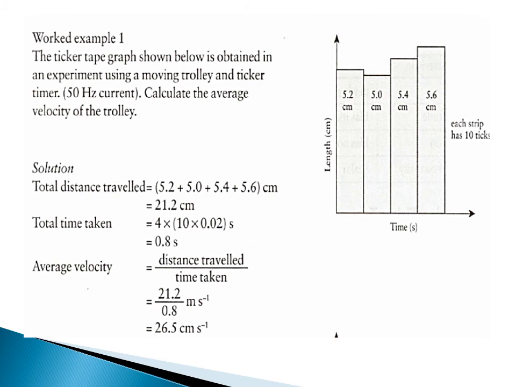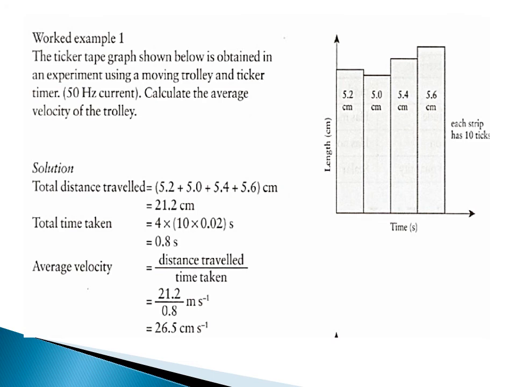Okay, the ticker tape graph shown below is obtained in an experiment using a moving trolley and a ticker timer, which is 50 Hz current. Calculate the average velocity of the trolley. Girls, first of all, you have to analyze the diagram. Analyze the graph.